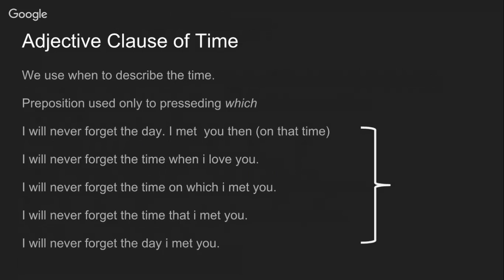We can put I will never forget the time on which I met you, or I will never forget the time when I met you. Not love you, yeah. And also you can say I will never forget the time that I met you. So you can either use which or that, or I will never forget the day I met you. Yeah, you can omit the words which or that. Okay.